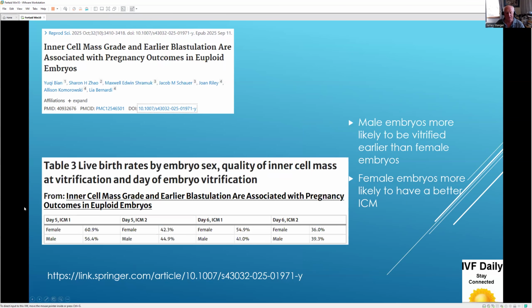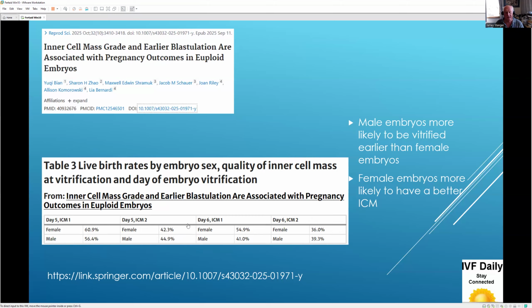So basically summarising all that, if embryos were developing fast on day 5, had a good quality inner cell mass, the ICM grade 1 is equivalent to Gardner grade A, and you had a female embryo, the chance of a live birth was 61%. That's about as good as it gets. Male embryos were about 4% less, but that's not really significant. However, if the inner cell mass quality is poor, the ICM 2s are equivalent to Gardner grade B and C, the chance of live birth drops from 60% down to about 42%. And not much difference between male and female.